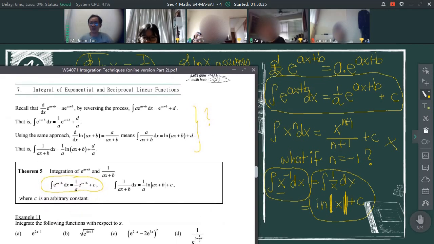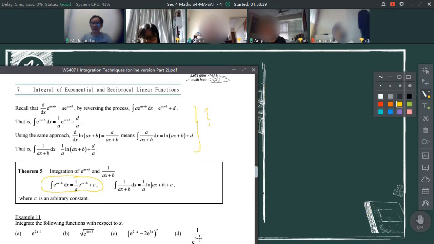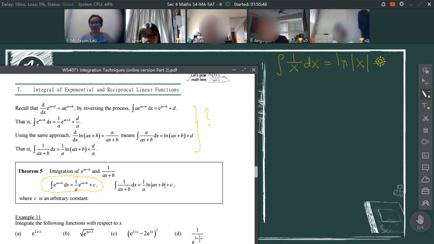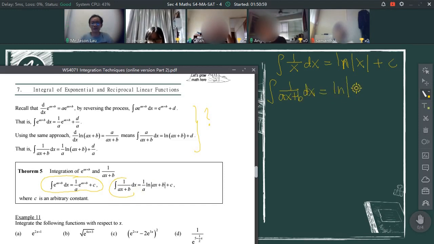Okay, so let's go further. Now you understand, or you get it, something like that. You integrate 1 over x, you get ln|x| plus c. Then we extend it to this question. You see, you understand this? We'll do the normal ln stuff, but we have to differentiate and reverse it.